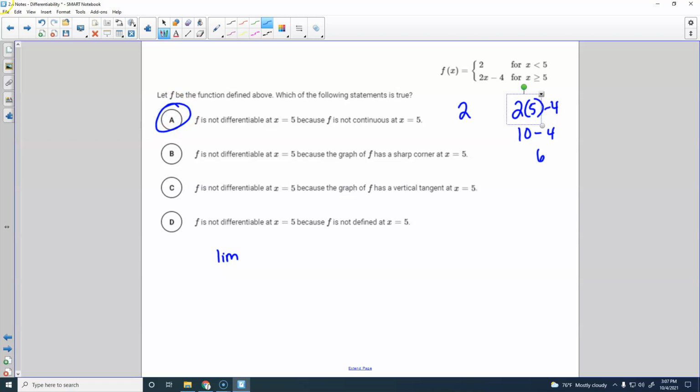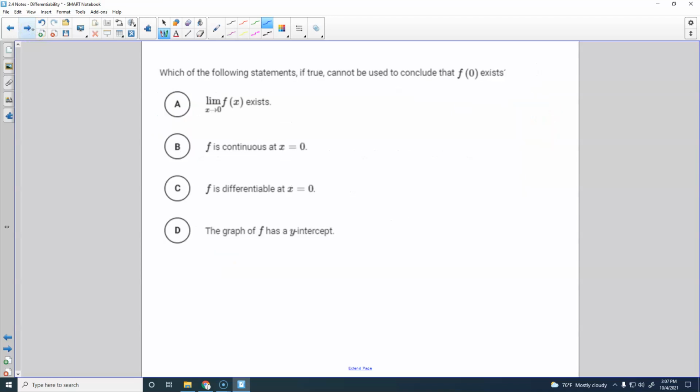Okay? I don't like how you circled it. Why did you fill it in? Okay, look at this really quickly. Which of the following statements, if true, cannot be used to conclude that f of 0 exists? D. It's A. Why is it A?